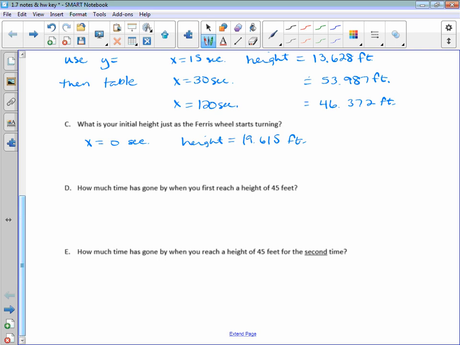Okay, so for D, how much time has gone by when you first reach a height of 45 feet? I would graph for this. So in your y1 is your equation with the cosine and everything, which I think most of you already put in. What should I put in my y2? 45, and then we are calculating the intersection. Now it says the first time you hit 45 feet. If you think about it, going around and around on this Ferris wheel, you're going to hit 45 feet on the way up, and then on the way down, and then on the way up, and then on the way down. Okay, so make sure you pick the one closest to the y-axis.